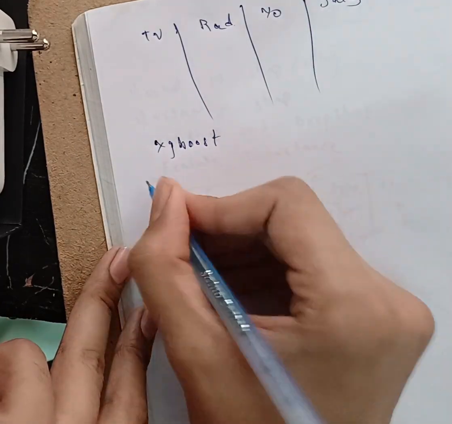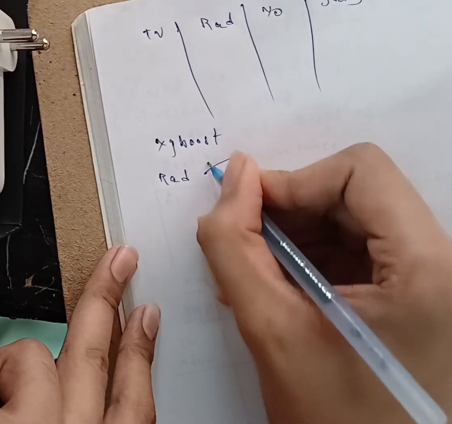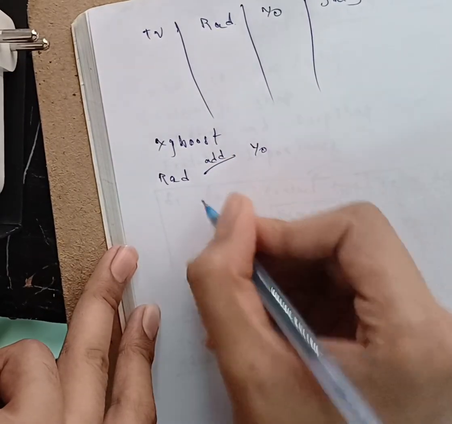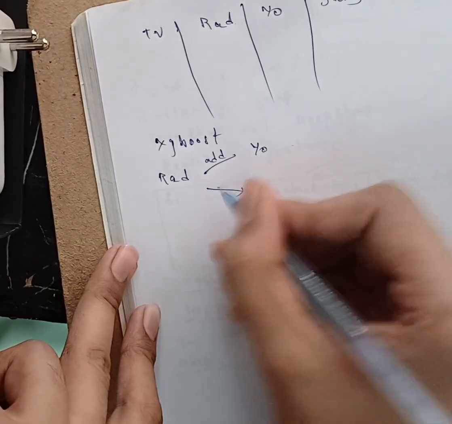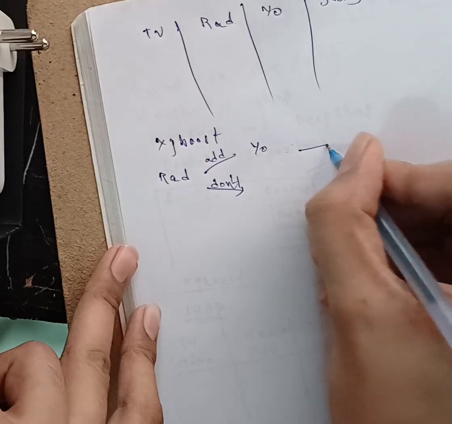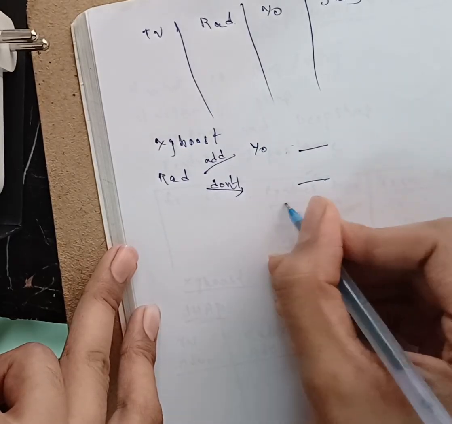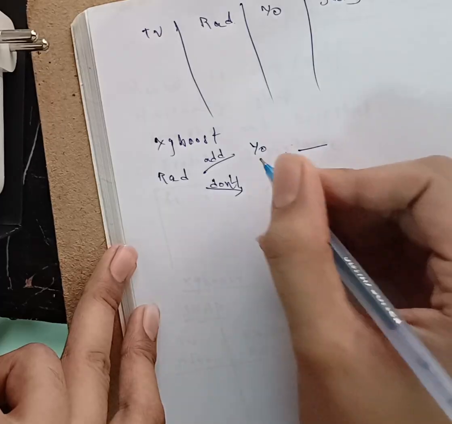Consider one scenario, consider radio. For radio I am adding YouTube, and I am not adding YouTube. So basically you will get one value and you will get another value, and you will separate these two values. This is how you will do it, right?